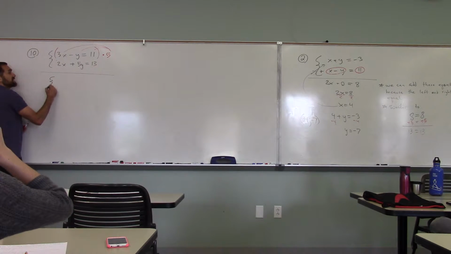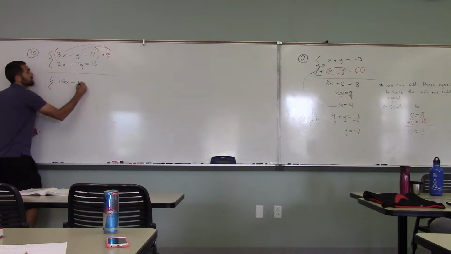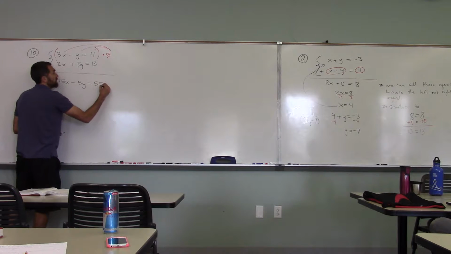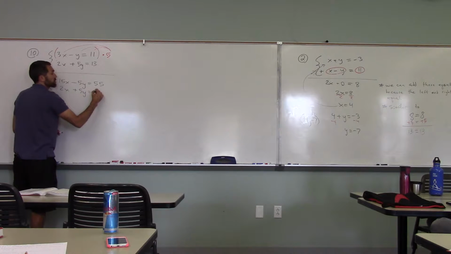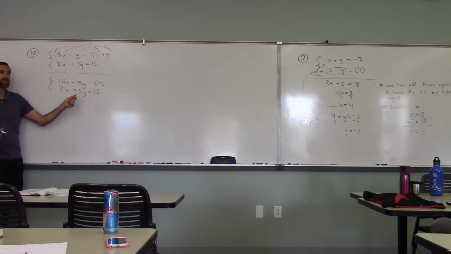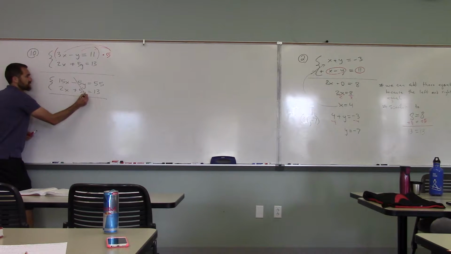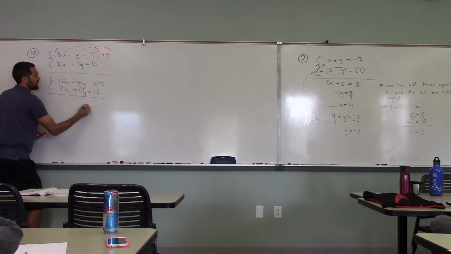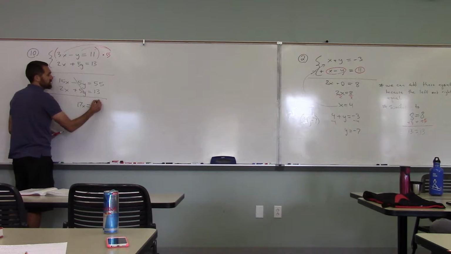But multiplying it, the same system of equations now looks like this. 15x minus 5y equals 55. 2x plus 5y equals 13. And look, now, lined up right above one another, we have -5y and +5y with that one step of multiplication. So when we add these together, these cancel, and we get 15x plus 2x is 17x. This is 68.